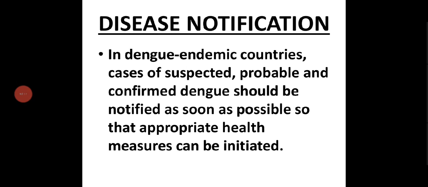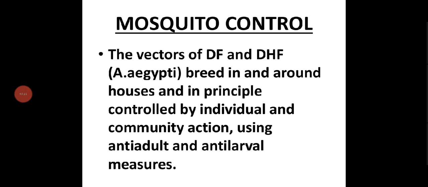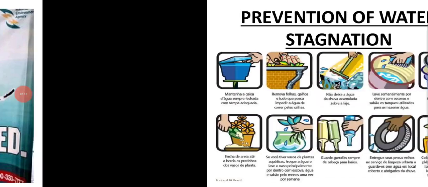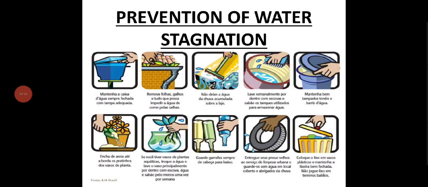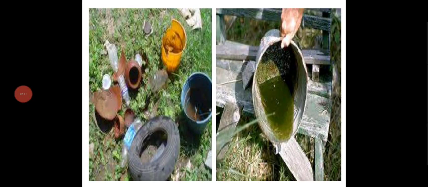And the disease notification. In dengue endemic countries, cases of suspected, probable, and confirmed dengue should be notified as soon as possible so that appropriate health measures can be initiated. And control measures can be done by mosquito control, vaccines, and other measures. With community participation, anti-adult and anti-larval measures can be done for mosquito control. You should prevent water stagnation in the area.